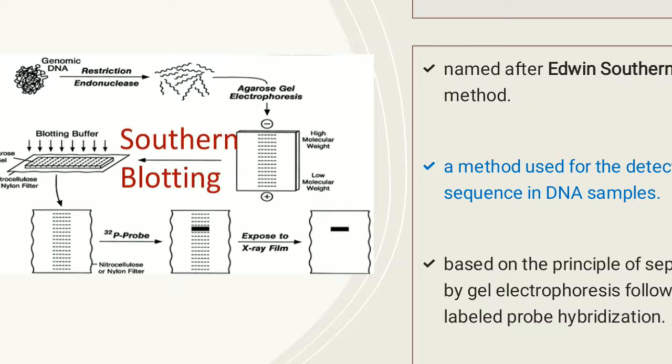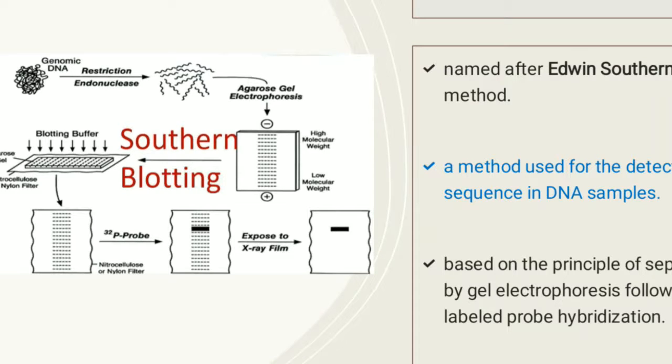and it will create an exact replica of the DNA bands that are present on the gel onto the nitrocellulose membrane. So in this way, an exact replica of DNA bands on the gel is made onto the nitrocellulose membrane. After getting an exact replica, you will separate out the nitrocellulose membrane.